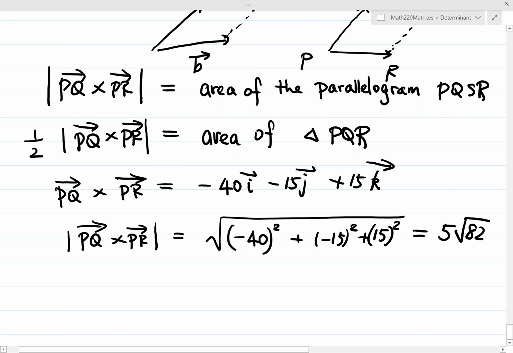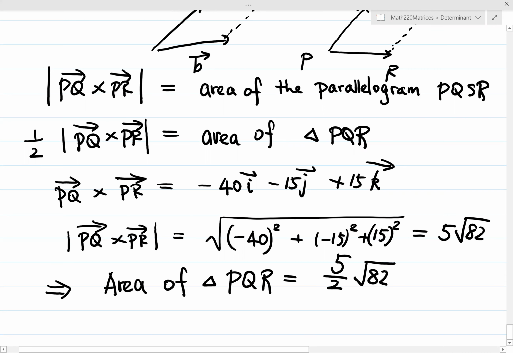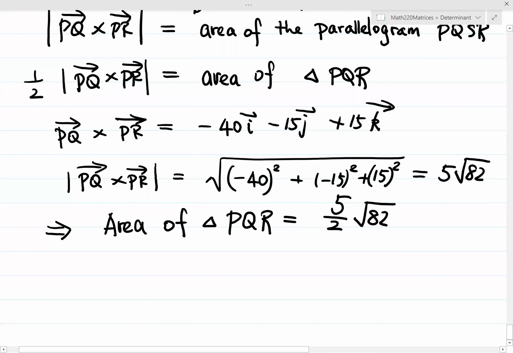So the area of triangle PQR is half of this norm. So it's 5/2 square root 82. Then we are done for this problem. Any questions?